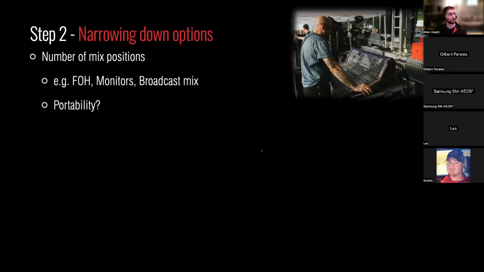Next, narrowing down options. So the number of mix positions. So remember, this is like places where people actually have access to make adjustments to the mix. And so yeah, front of house, monitors, broadcast, those are 3 examples, but there could be other ones. And also portability. If a church says, hey, we usually are in this sanctuary, but sometimes we do these cool concerts in the summer out in the parking lot. And so in that case, you might not want to give them a big DLive S7000 that's not very portable. You might want to give them another option where they have a smaller console that they could bring out to the parking lot. So portability is a consideration as well when you're talking about mix positions.